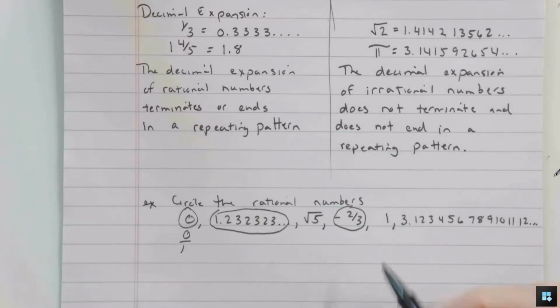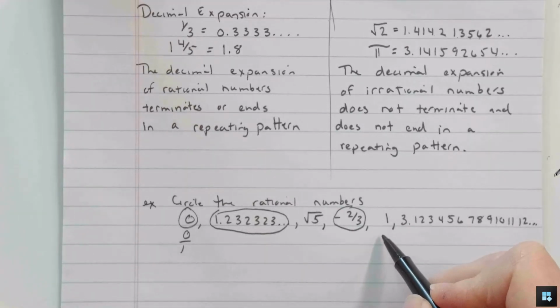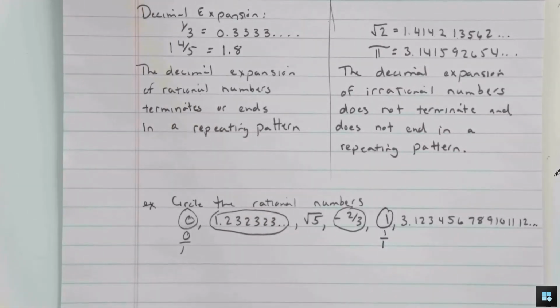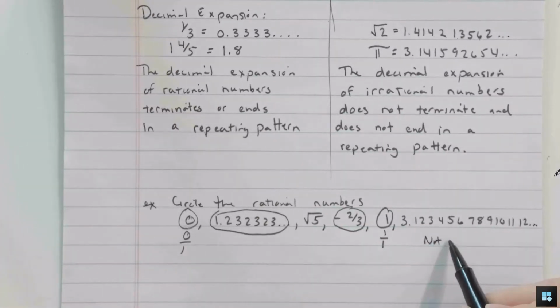So 1, how do you write 1 as a fraction? 1 over 1. Yeah, 1 over 1. 3.123456789101112 dot dot dot. It's not rational. Oh, good. I thought you were saying it was rational.